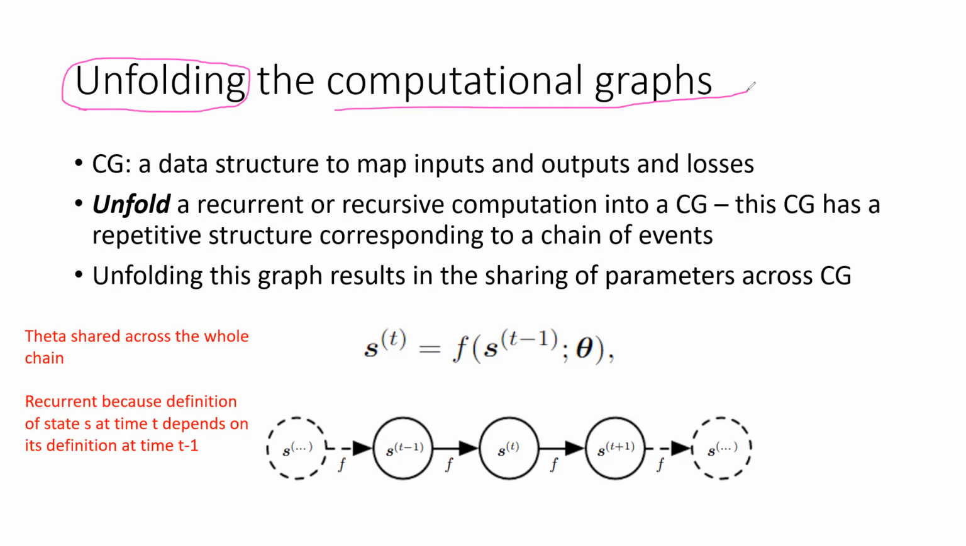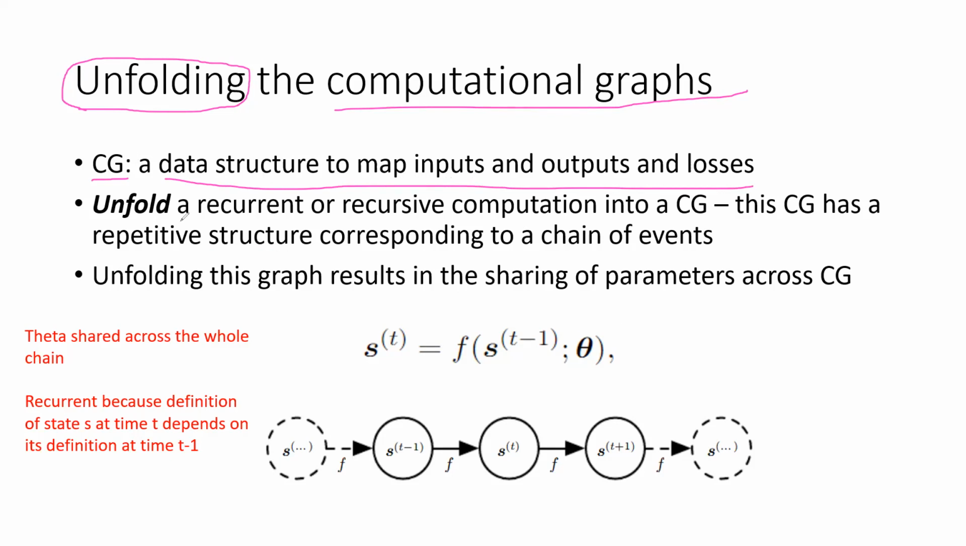In our case of the recurrent neural network, we are only concerned with one particular architecture, which is most famous, which we will see very soon. So the computational graph is a data structure to map inputs and outputs and losses. That's what even a neural network does, right? That's what even a multi-layer perceptron does. It maps inputs to outputs and losses. Actually, the losses come at the output layer.